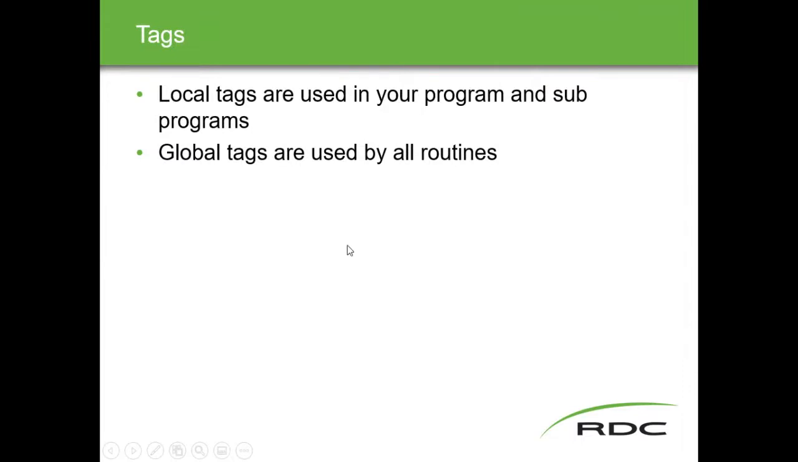Okay, tags, you guys have dealt with already, and software's come a long way since I was a young man. Now you just basically find your IO point and you give it a name, temperature transmitter 101, whatever, and then you point it towards a slot and it fills in most of the information for you. Again, program tags, global tags, depending on how many people need to use it.